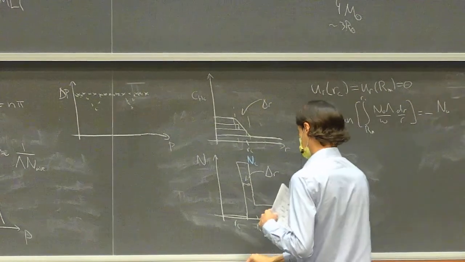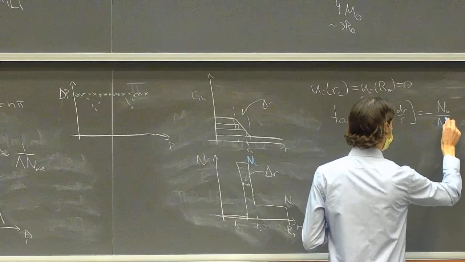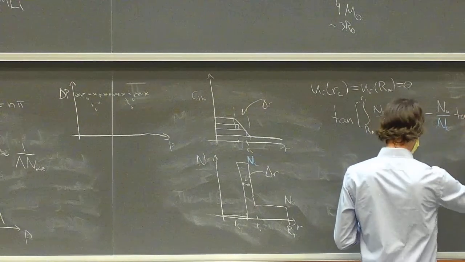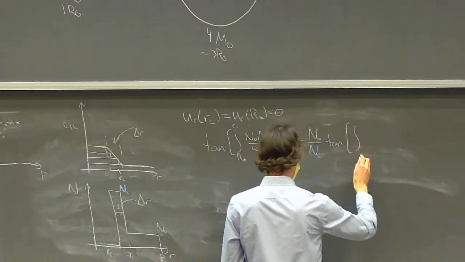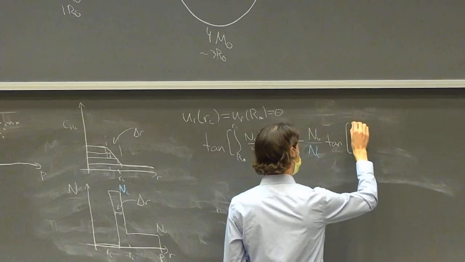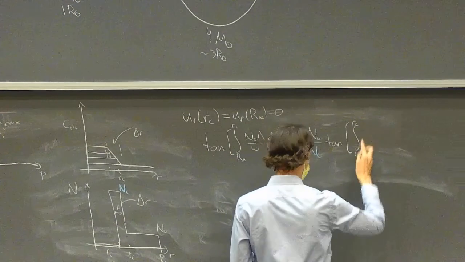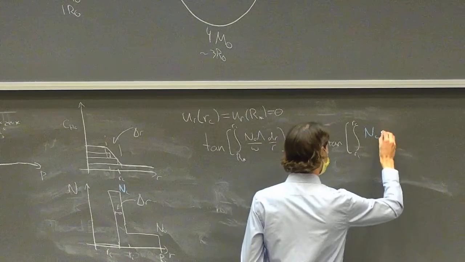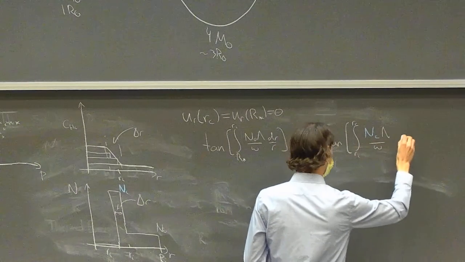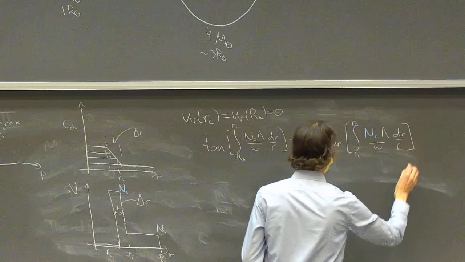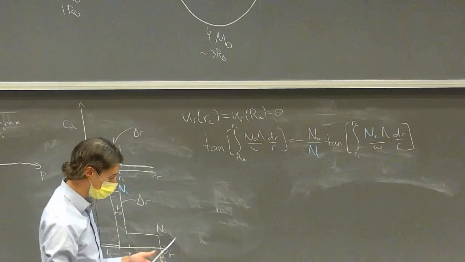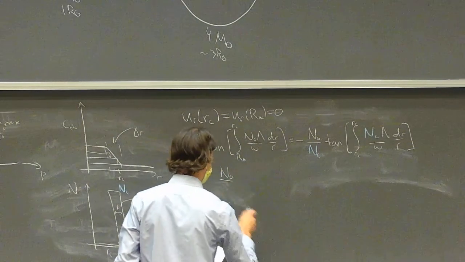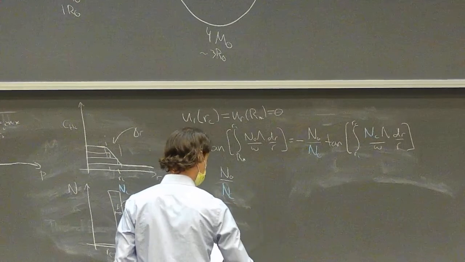N naught over Nc. I'm going to write the Nc's in blue, just to try to make it a little more clear. Tangent of, now we're only integrating from that interface radius to the core of Nc lambda over omega dr over r. Okay, so this is the condition now, and the key thing is that N naught over Nc is much less than 1.